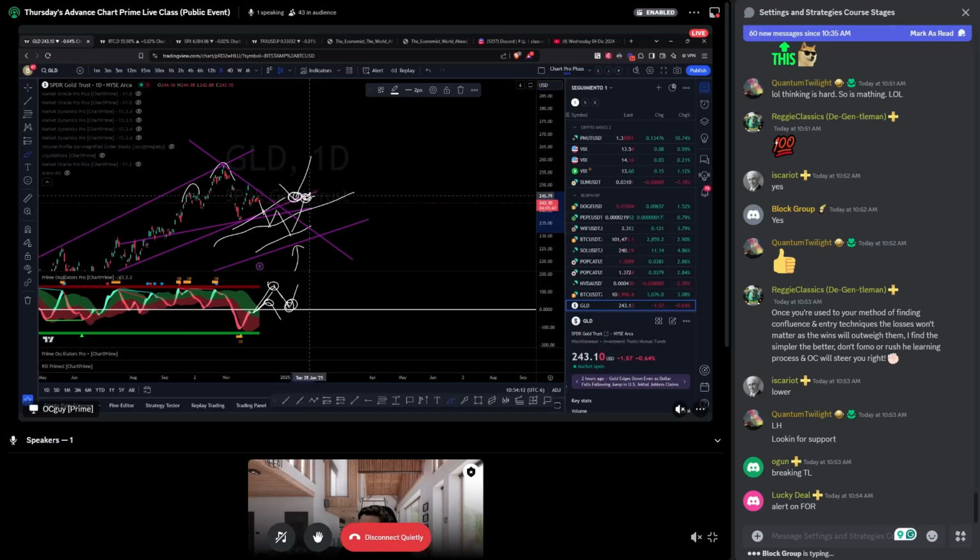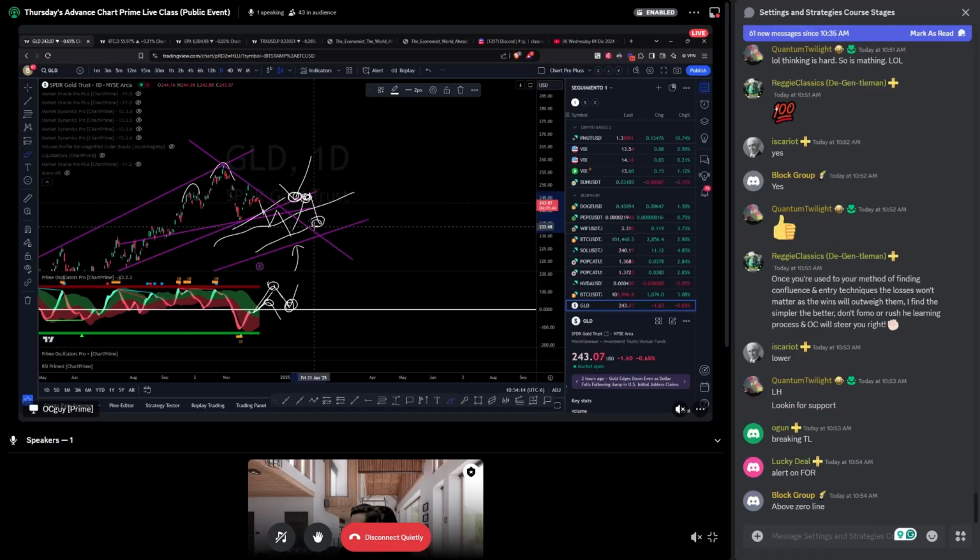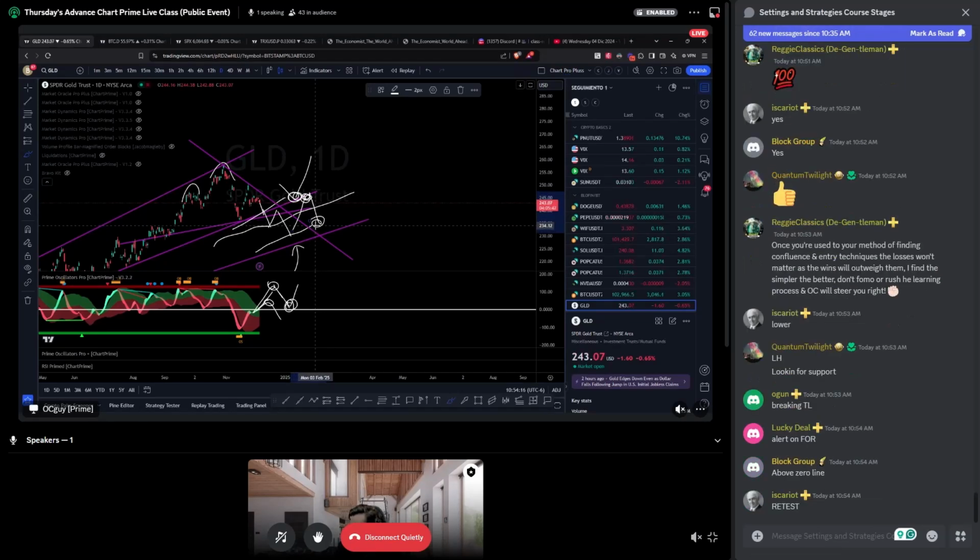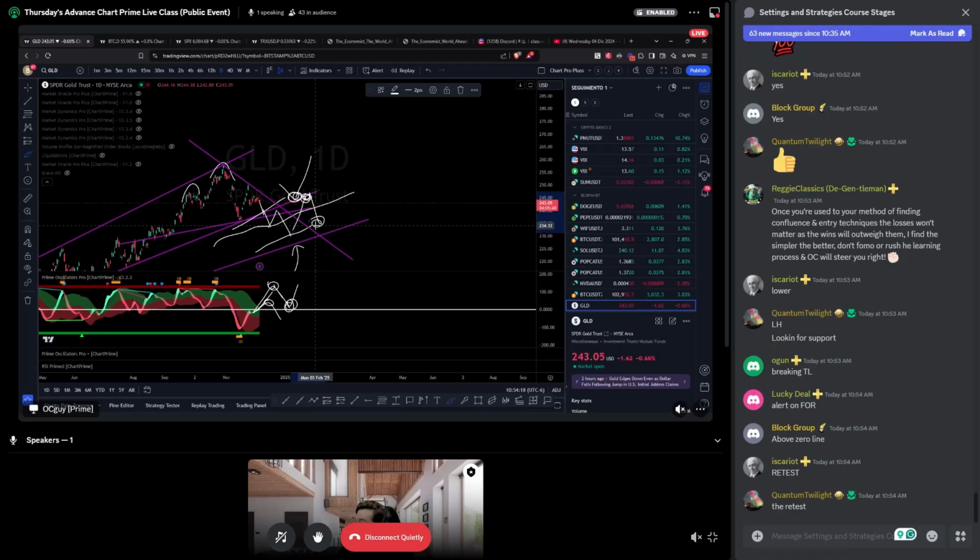It's not about the breakout. It's about the what? It's about the retest. Yes, and then who got it? Block group. Yes, and then above the zero line on the oscillator. You nailed it. You know what you're looking for.